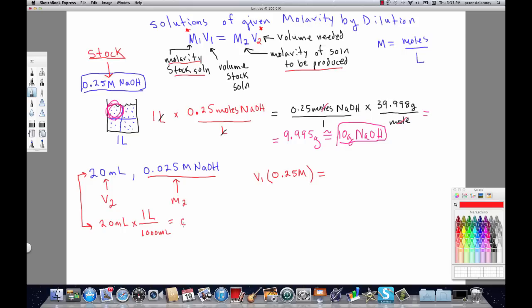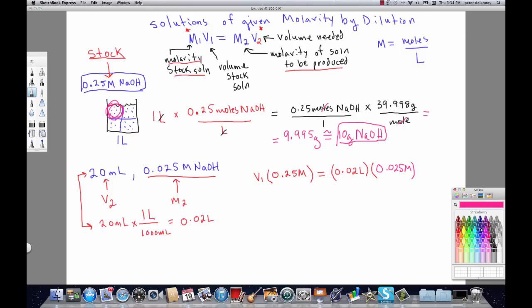So 20 mLs is going to be 0.02 liters. I'm going to go ahead and insert that in our equation. It's going to be 0.02 liters, and then this will be multiplied by the concentration of the working solution that we need, which is going to be 0.025 molar NaOH.